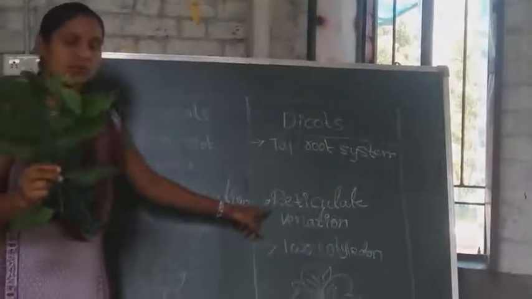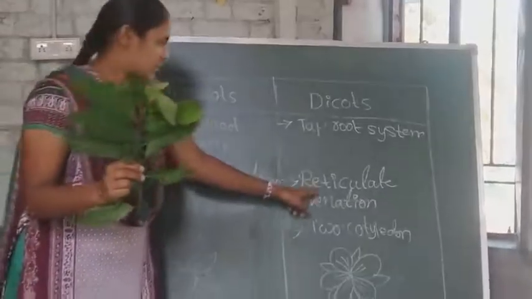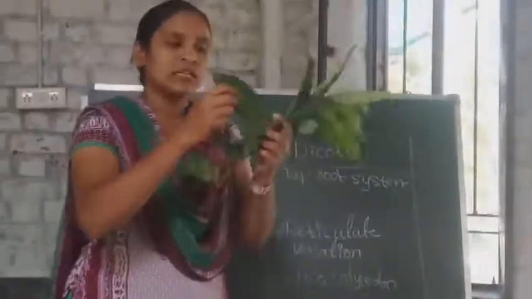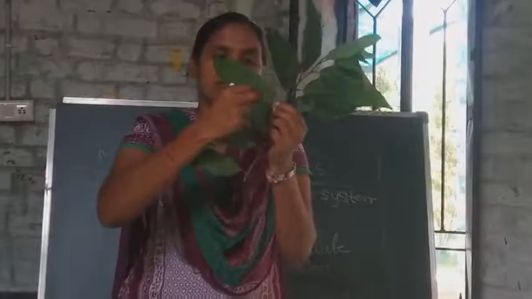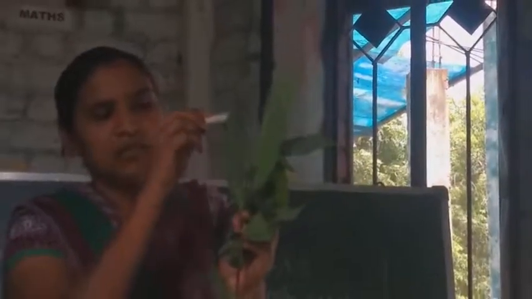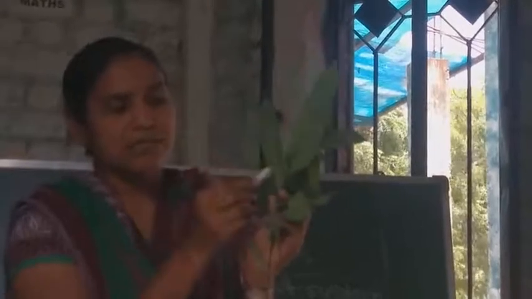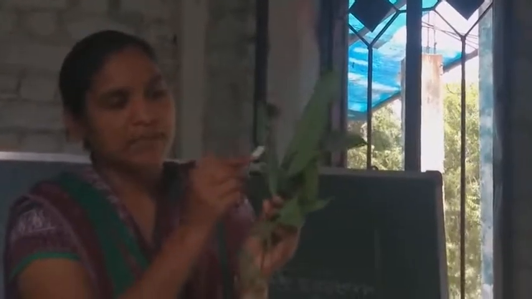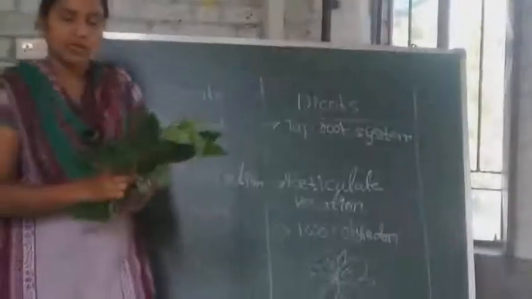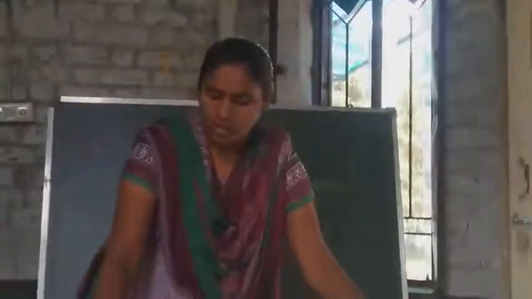See here. What is reticulate venation? Reticulate venation means the venation in the leaf lamina where, as you can observe clearly here, a midrib is there in the middle of the leaf lamina. From that midrib, the side veins arise. Are you observing, guys? Yes. From the midrib, side veins arise. It is called reticulate venation. Have you understood this? Now you can observe this leaf.